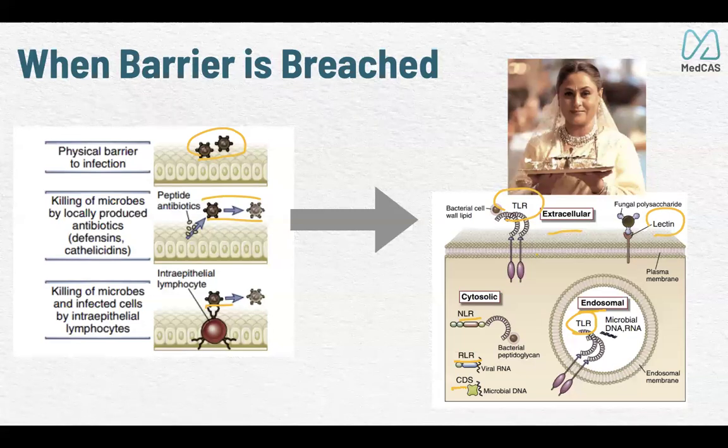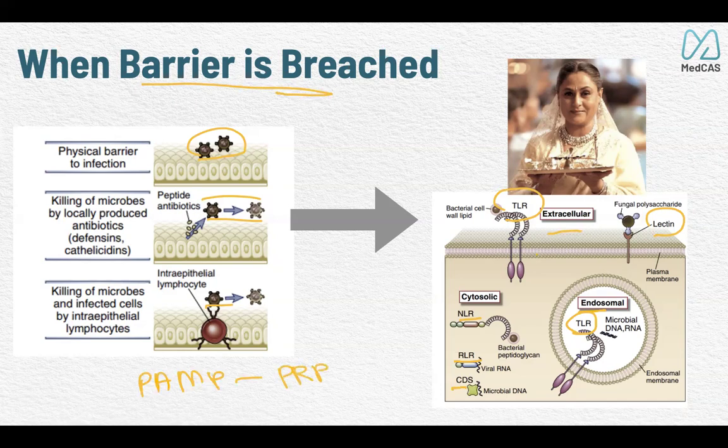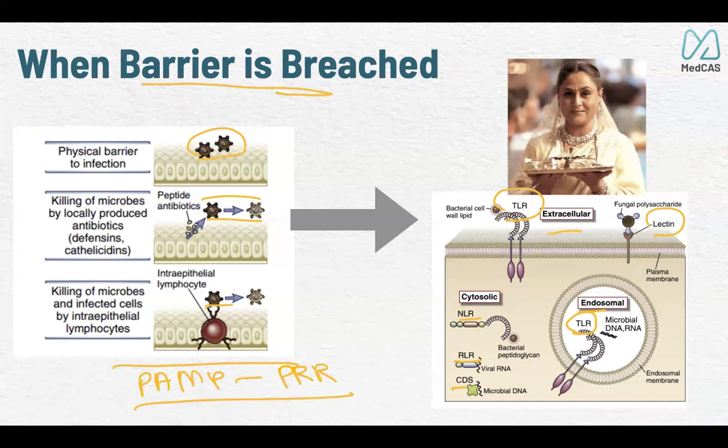So whenever the bug comes and breaches the barrier, the next phase is to identify it. And for that identification, we need PRR, the pattern recognition receptor. The PRR identifies a part of bacteria, parasite, fungi, or viruses, and the part which is recognized is called PAMP, pathogen associated molecular pattern, right? So the PAMP is recognized by the PRR, and then the further process starts. So this is step one. When the barrier is breached, all those PRRs come into the picture.